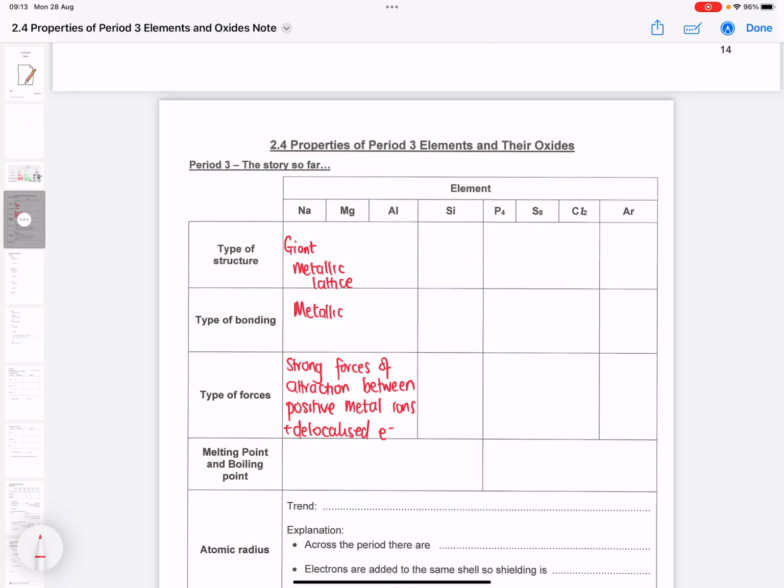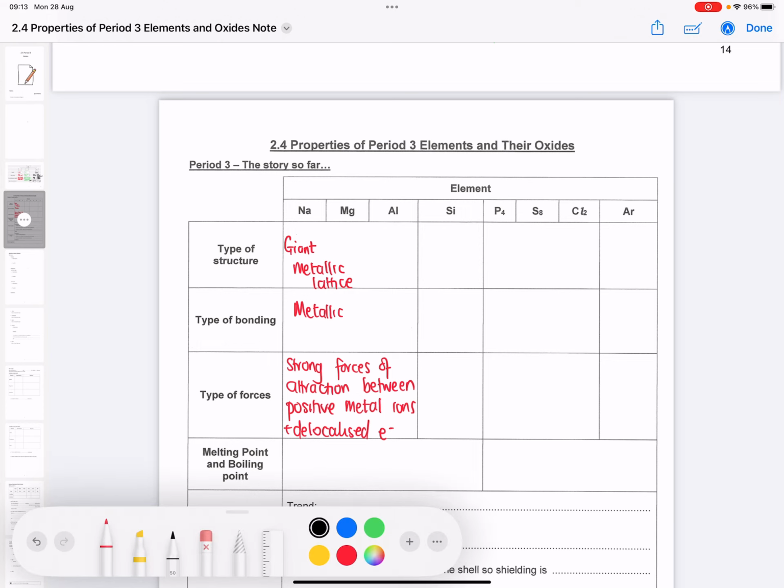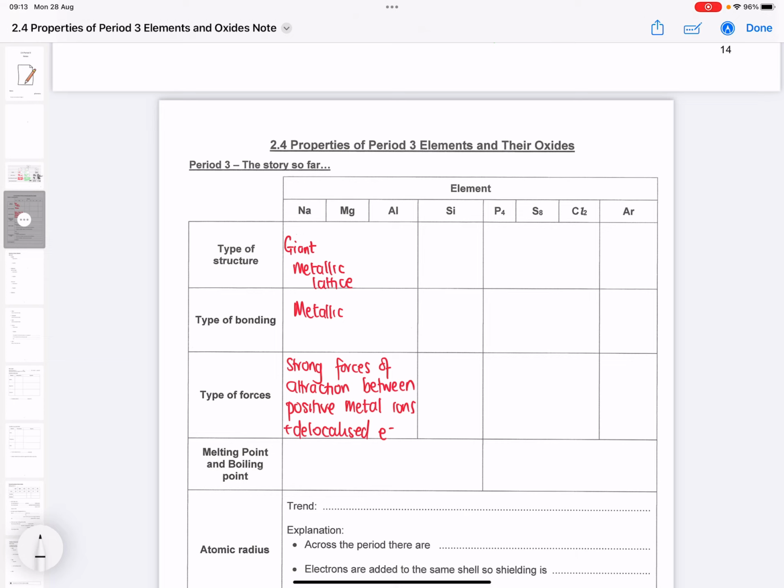And then if we're looking at silicon, silicon is macromolecular, because remember silicon and diamond in group 4 are macromolecular with covalent bonding between the atoms, and we would have strong covalent bonds between, so what are they between?